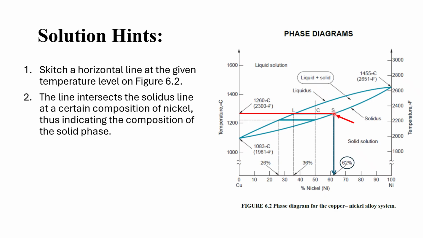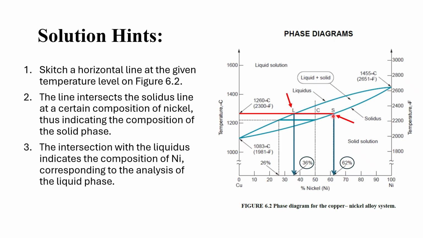Now the line intersects the solidus line at a certain composition of nickel. You can see that this is the solidus line. The composition I got for the nickel is 62%, 62% nickel. Now, this indicates the composition of the solid phase. At this temperature, the solid phase has 62% nickel.